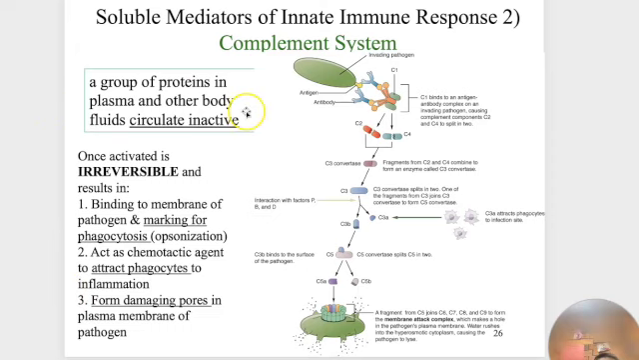So here, let's say here's an invading pathogen. Okay, so you found a foreign antigen in your blood. Then an antibody will bind to it, and then again, this is now, once activated, irreversible. The binding marks it, okay, marking it for phagocytosis. Now other cells will start coming in to do phagocytosis, and it can also act as a chemotaxin.